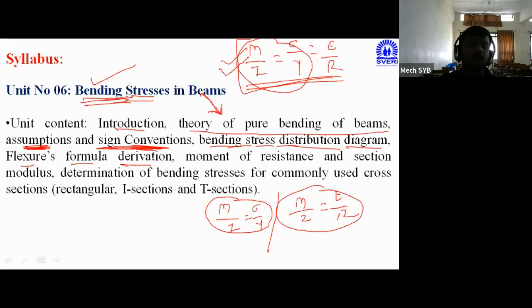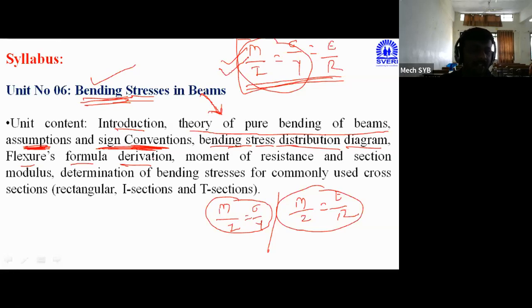So these are the 4 standard cases which we have to study in this particular chapter as numericals. कुठले कुठले स्टँडर्ड केसेस सांगितले मी? Simply supported with point load, simply supported with UDL on entire span, cantilever with point load at free end, and cantilever with UDL on entire span.